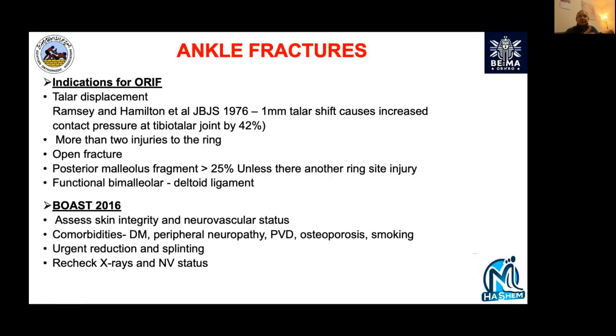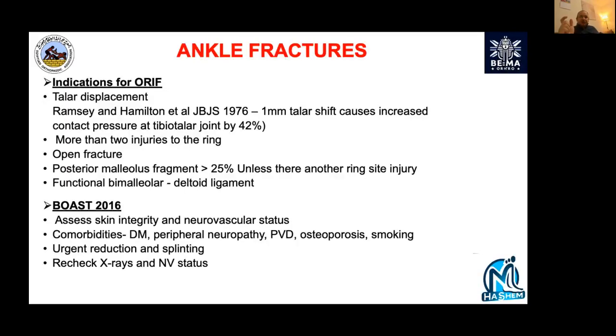So if the patient is diabetic, has peripheral neuropathy, peripheral vascular disease, osteoporosis, or is a smoker, you need to warn this patient that I will need to do a double fixation. I need to fix as strongly as I can because your ankle won't be healing nicely, and the prognosis is not that good. Risks of infection and complications are higher, even double, in something like diabetes or smoking.